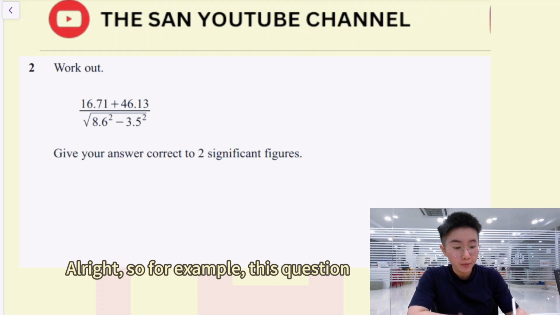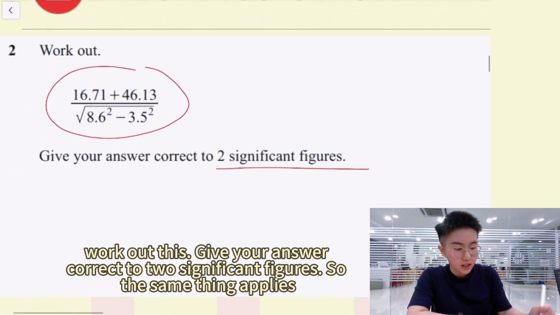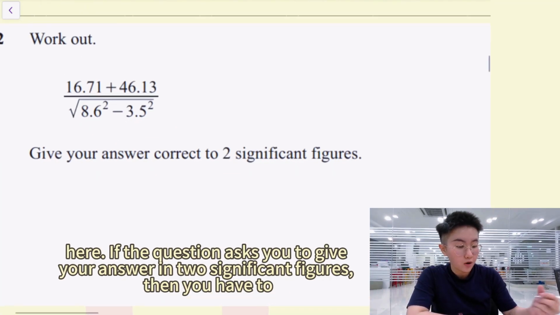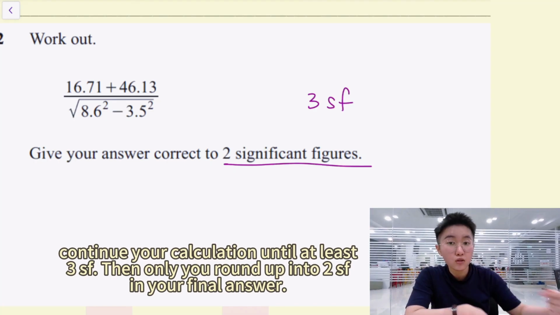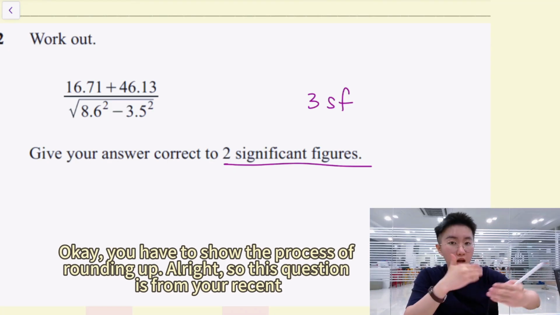Alright, so for example, this question: work out this. Give your answer correct to 2 significant figures. The same thing applies here. If the question asks you to give your answer to 2 significant figures, then you have to continue your calculation until at least 3 SF. Then only do you round to 2 SF in your final answer. Okay, you have to show the process of rounding.